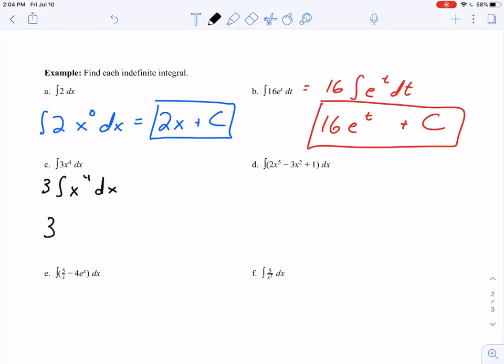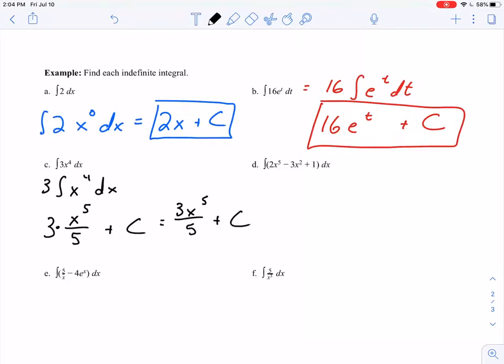So 3, I'm going to add 1 to the power, x to the fifth, divided by my new power of 5, plus my constant of integration c. The one thing I would make sure that you note here is that we're multiplying 3 and x to the 5th over 5, so that I make sure to simplify that to be 3x to the 5th over 5 plus c.